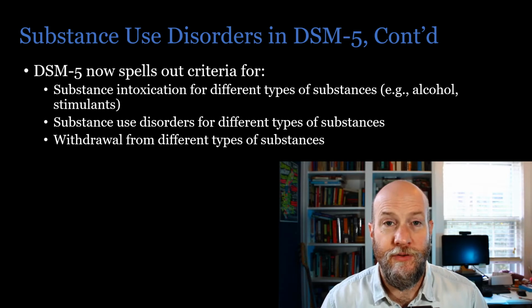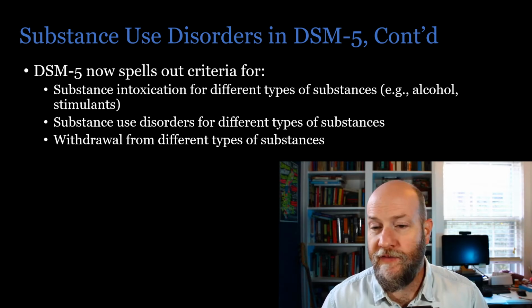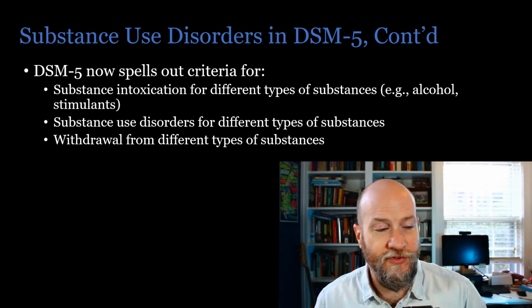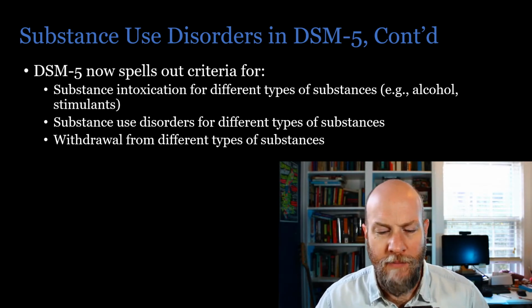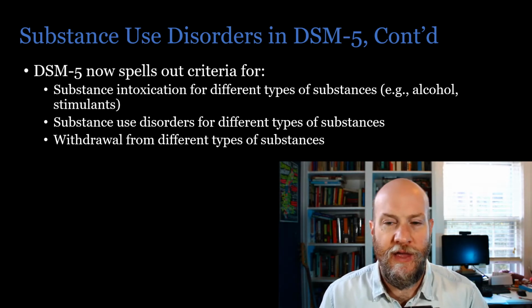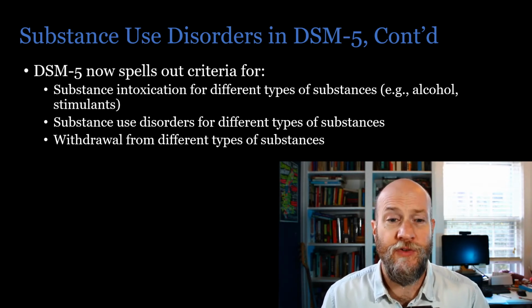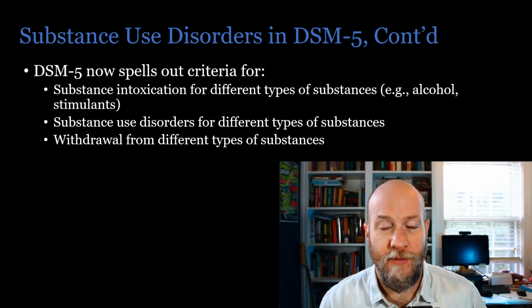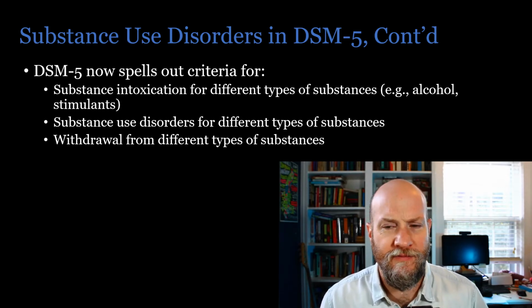There are substance use disorder diagnoses within the DSM-5, but they are specific to the class of drugs. So you'll see things like, I believe, they do spell out cocaine versus all stimulants, but essentially it's just a specifier to say which substance you're talking about. And then there is a set of diagnoses for withdrawal from different types of substances. And oftentimes that withdrawal can take very different forms.